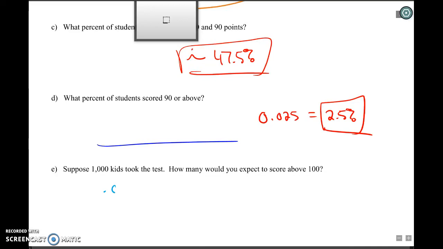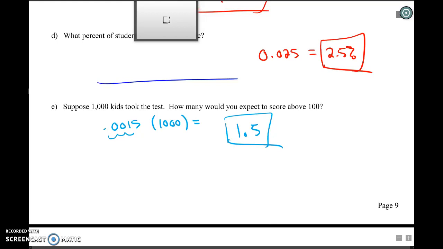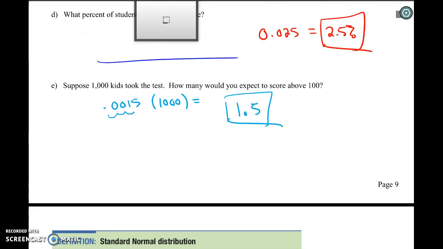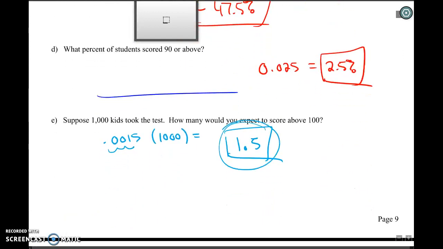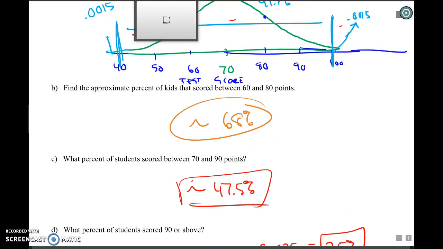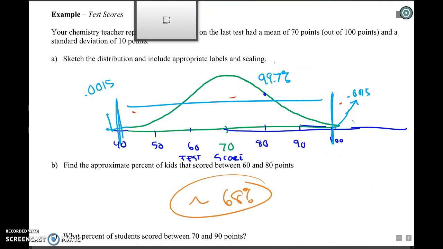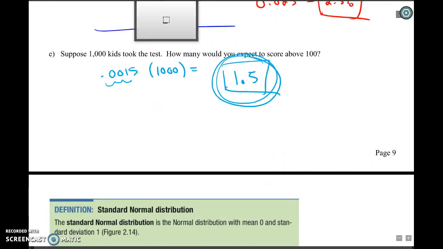So if the probability is 0.0015 and you have 1,000 kids, I guess we just move that decimal over 1, 2, 3. So you would expect about 1.5 kids to have scored that well. You might say, well, 1.5? Well, sure, on average. Sometimes 1, sometimes 2, sometimes 5, sometimes 0, but on average, it'll be about 1.5 kids. So this is a measure of how unlikely it is in a normal distribution to be 3 standard deviations above the mean. It's not very rare. I mean, excuse me, it's extremely rare.